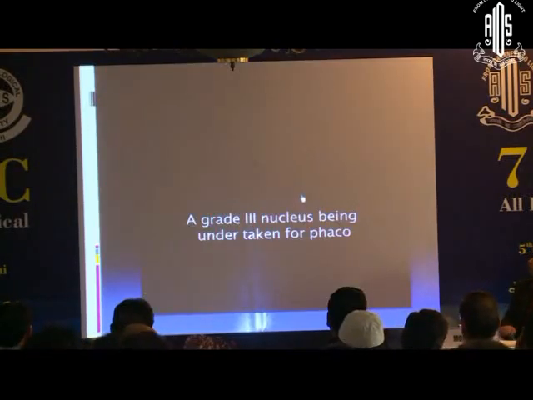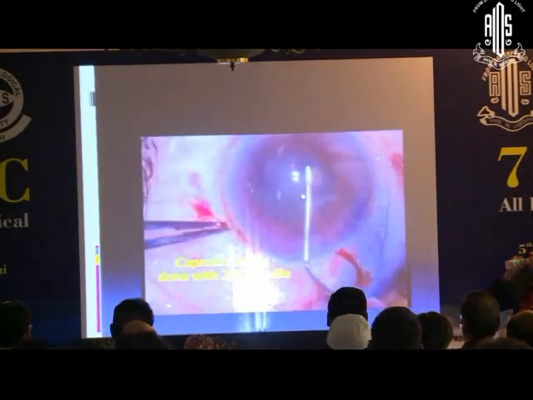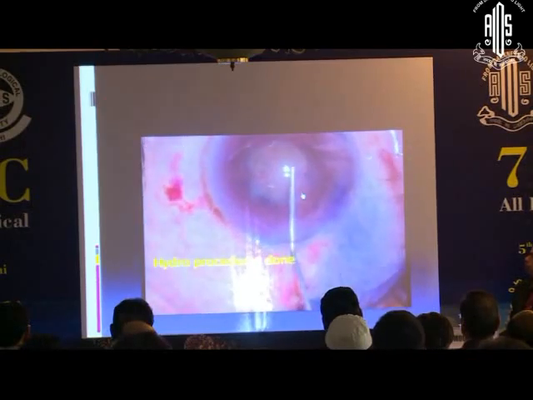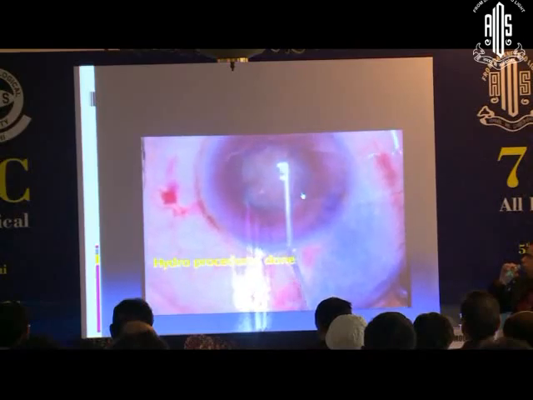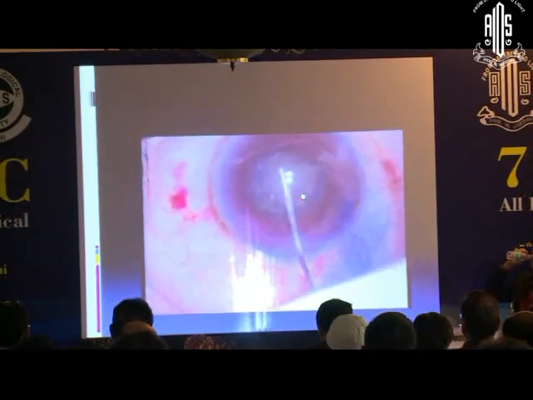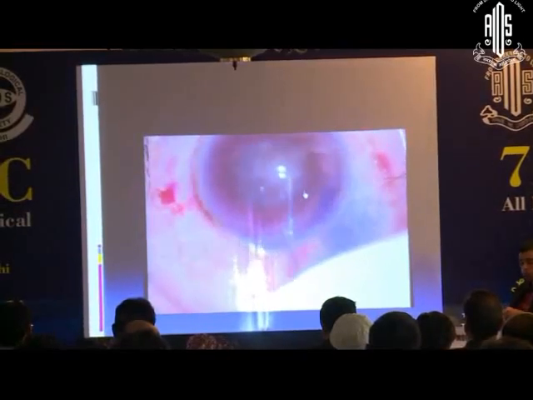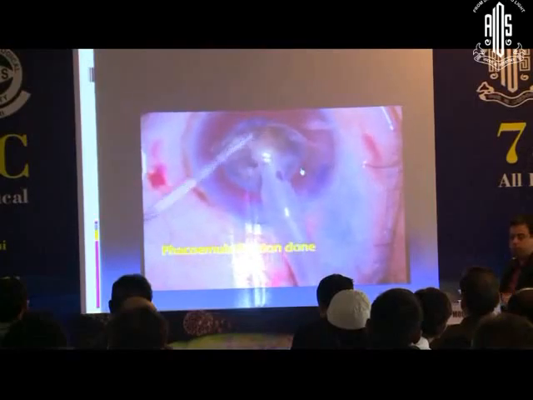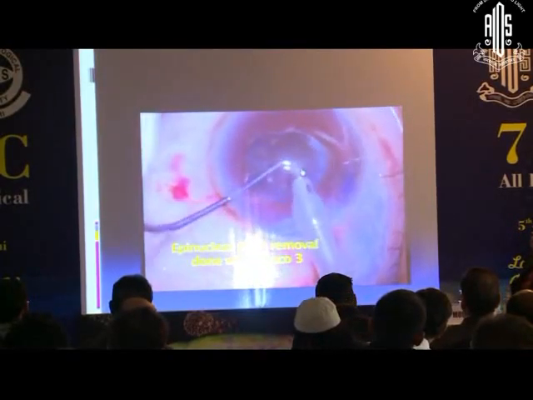This is just a small clip which is showing a grade 3 nucleus being undertaken for phaco. This is from the beginning. One is doing rexis with a 26G capsulotome. Hydro procedures are being done. One can see hydro procedures with tenting up of capsule and burping. You're just removing the extra fluid out of the nucleus and rotating the nucleus. Phaco is being done. Nicely all the pieces are being taken out. And this is epinuclear plate removal with phaco 3 mode.